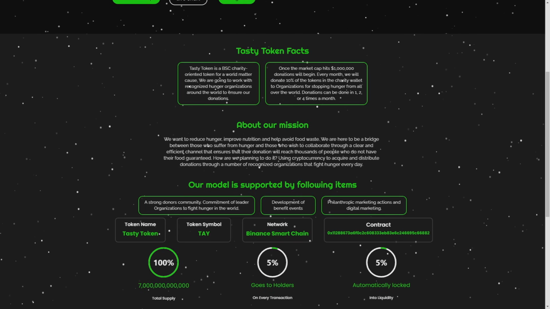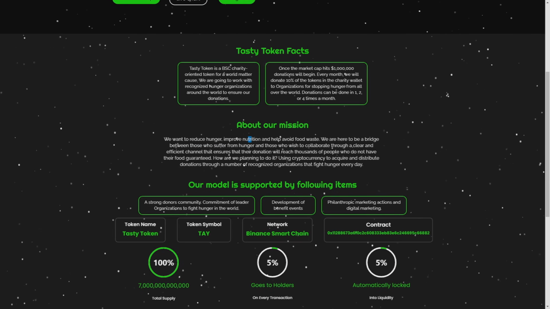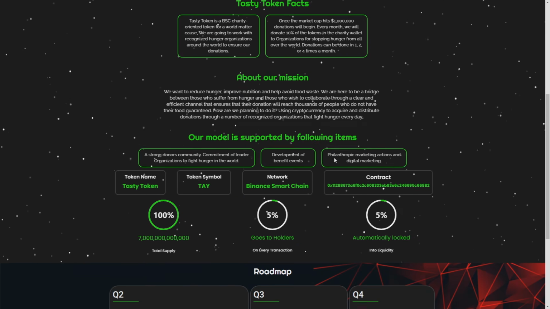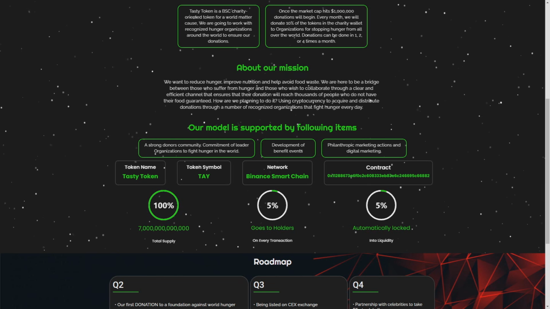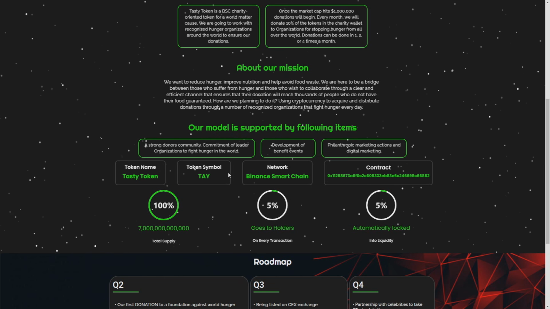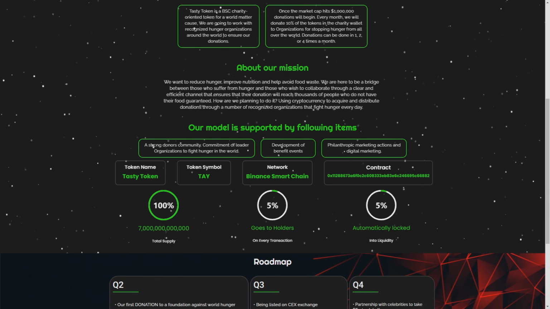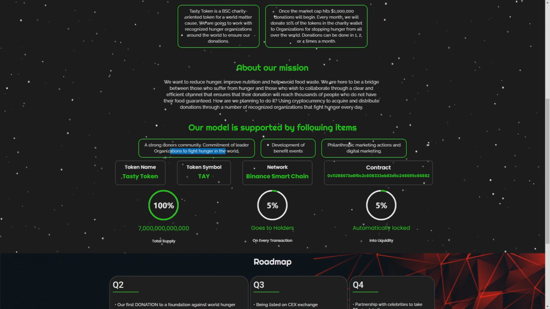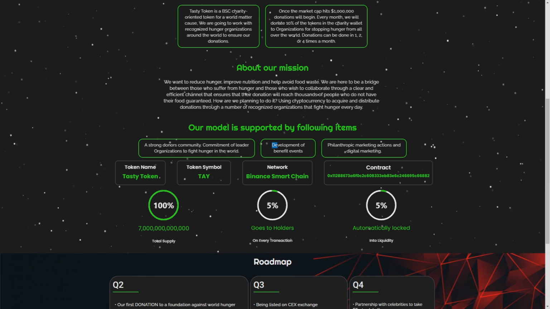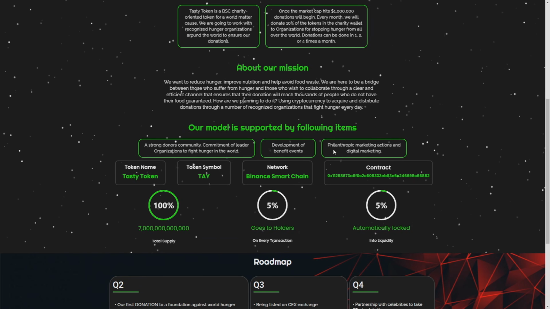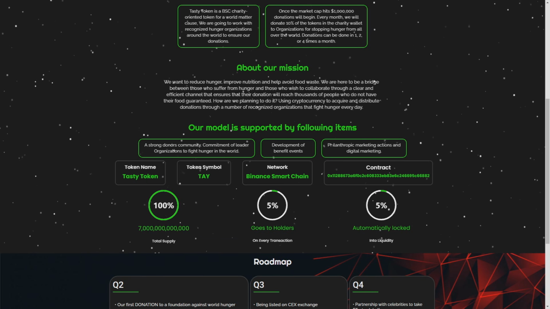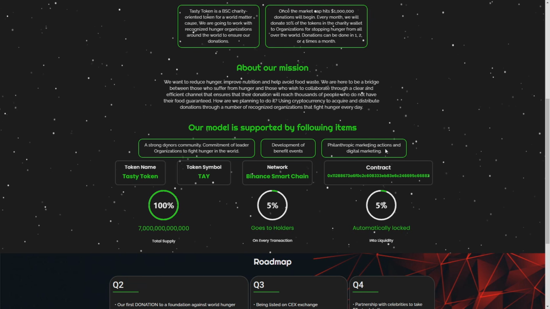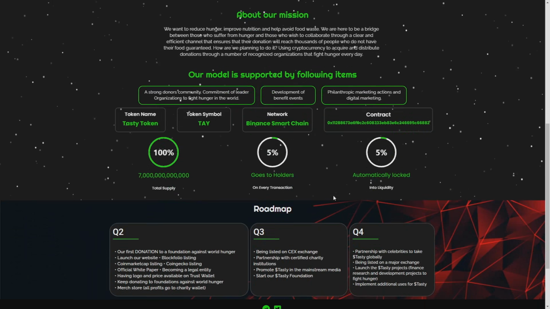About our mission, we want to reduce hunger, improve nutrition and help avoid food waste. Our model is supported by the following items, so here we also have tokenomics and a strong donors community committed of leader organizations to fight hunger in the world, development of benefit events, and also philanthropic marketing actions and digital marketing.